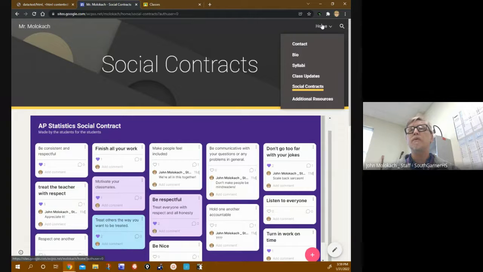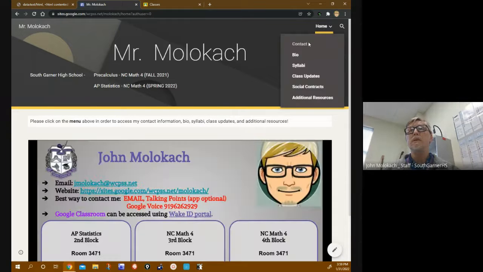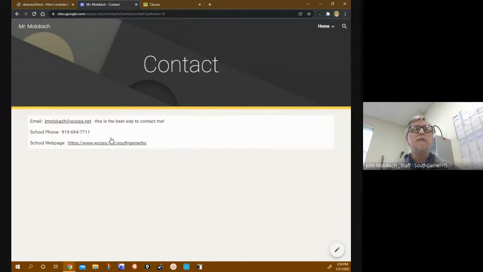So my contact information, just to be clear, I have an email address, which is jmolokach@wcpss.net. This is the best way to contact me. The school phone is right here. I also have a Google Voice phone that does not ring, but I check it periodically and I send text messages to people through that phone. I also use Talking Points, and I'll tell you about that in a moment. And then here's the school webpage.